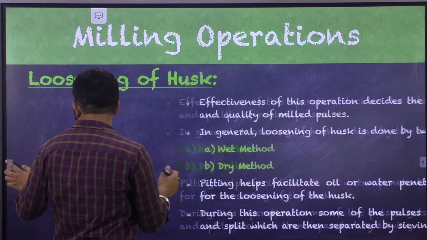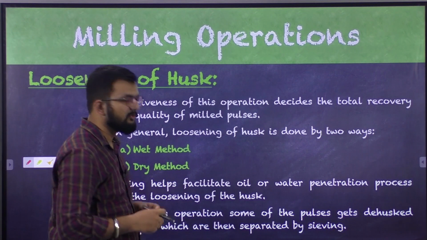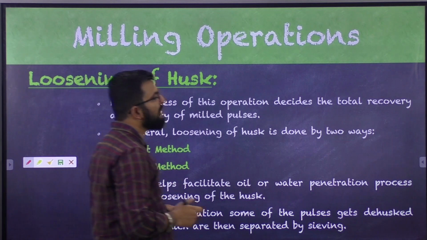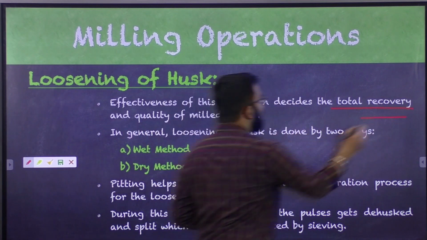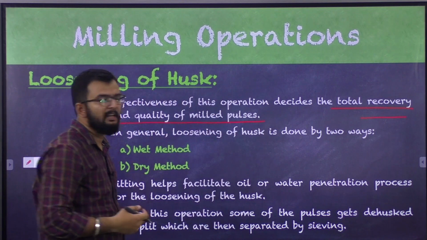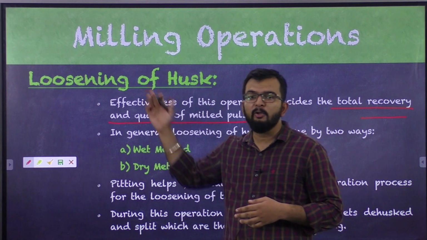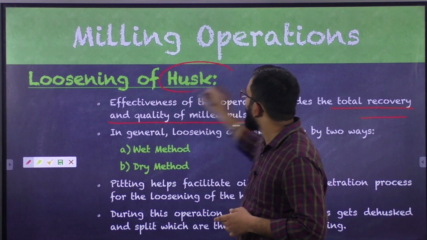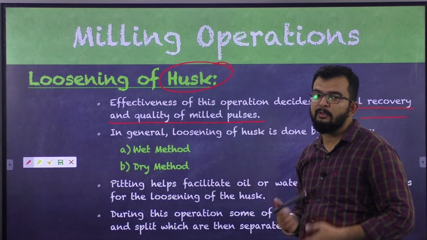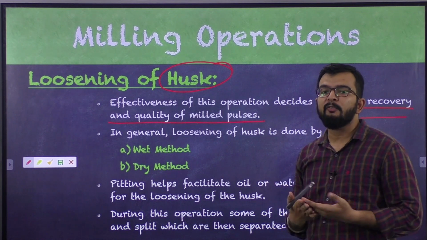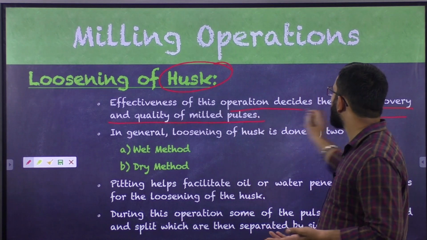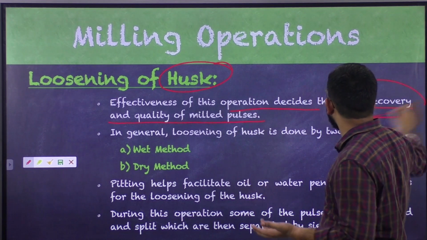Your next stage is the loosening of the husk. So how do we loosen the husk? The effectiveness of this operation decides the total recovery and quality of your milled pulses. That is, how effectively you are able to loosen the husk or hull of the pulses will decide the efficiency of the process, or how much is the recovery of your final product compared to your raw input.